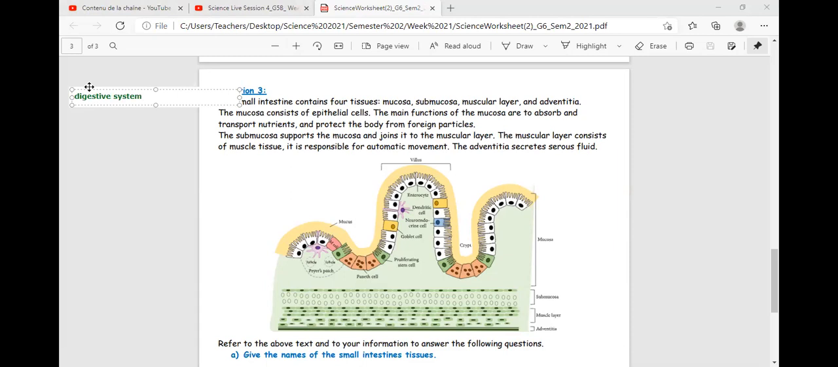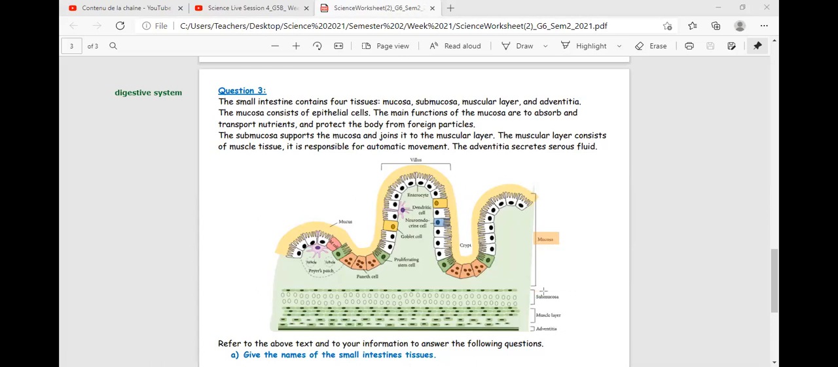Our digestive system helps us digest food, helps us eat, and it is made of the mouth, esophagus, stomach, small intestine, and large intestine. The small intestine has 4 tissues: mucosa, submucosa, muscular layer, and adventitia. The mucosa consists of epithelial cells. The main functions of this tissue are to absorb and transport nutrients and protect the body from foreign particles, meaning viruses, bacteria, and others.